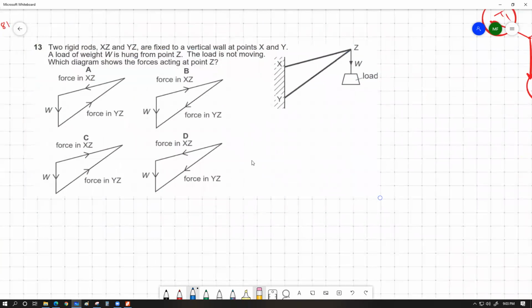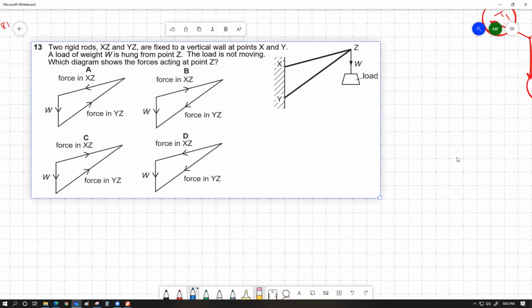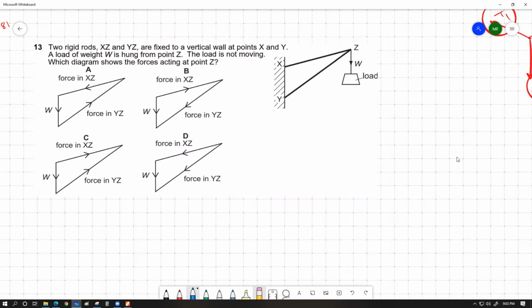This is 3.3 question number 8, although it is labeled 13 over here, which is the worksheet's actual question paper number. Two rigid rods XY and YZ are fixed to a vertical wall at points X and Y. A load of weight W is hung from the point Z. The load is not moving. Which diagram shows the forces acting at point Z?